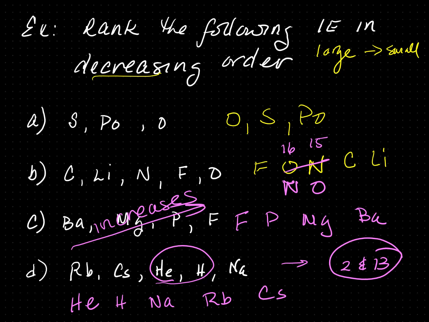And then the other exception is 15 and 16. They are in the same block. The difference is when you draw the orbital diagram, group 16 has a paired electron, and due to electron-electron repulsion, it is easier to remove. Therefore, it has a lower ionization energy. And these are the two exceptions that we will be doing in class.